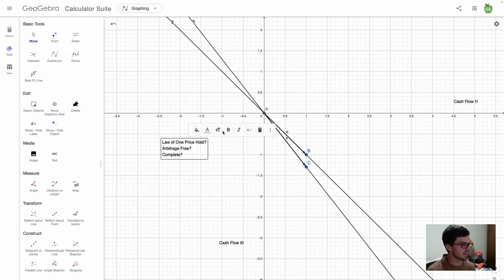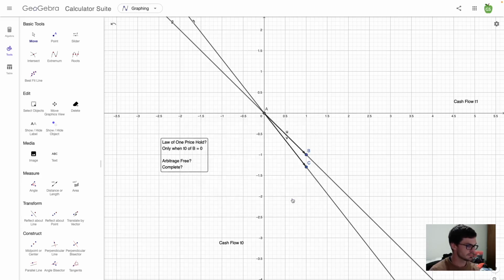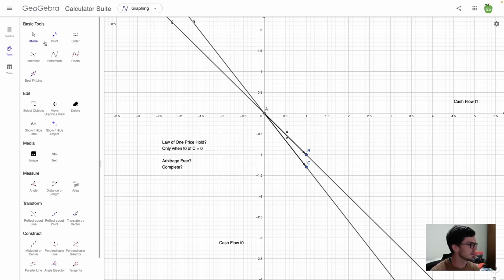So I'm going to edit this text, and I will say only when the t0 of c is 0. Or of c, I think is what I want to say, isn't it? Yeah, of c. Alrighty. Okay, so we talked about the law of one price.